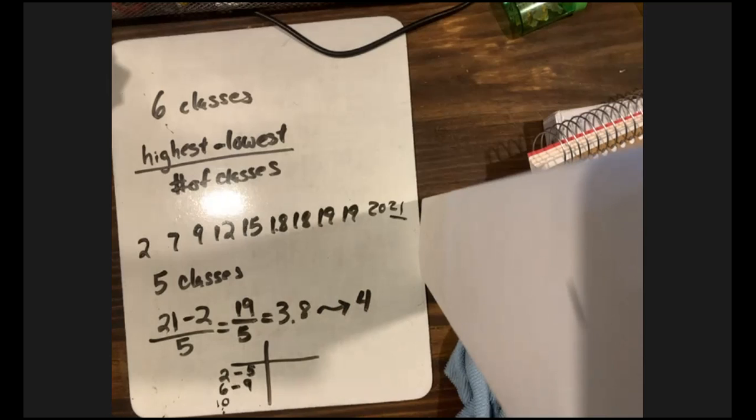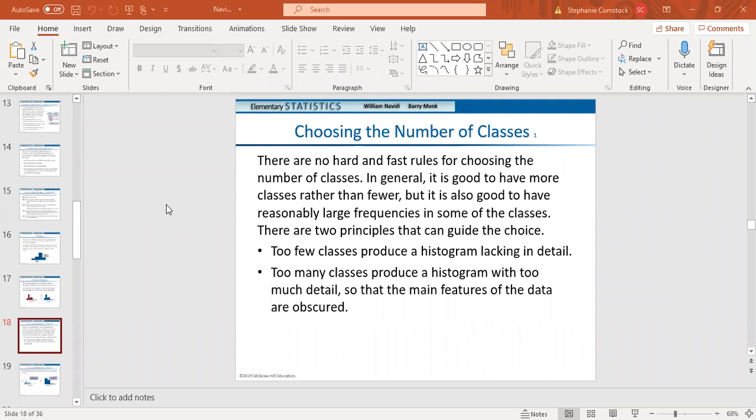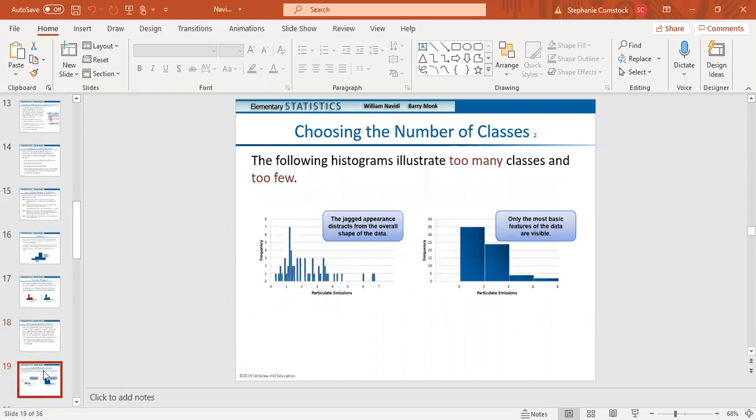But again, there's not a hard and fast rule. Most of the time you will be told how many classes or what your class width is going to be, okay? And so I've got kind of a demonstration of this on this next one. Here, they have done it by tenths, I think. And so we see lots of gaps because we don't have anything in that. And so we've got a very jagged looking appearance from this because everything is so spread out that I really can't see the patternings that are happening.